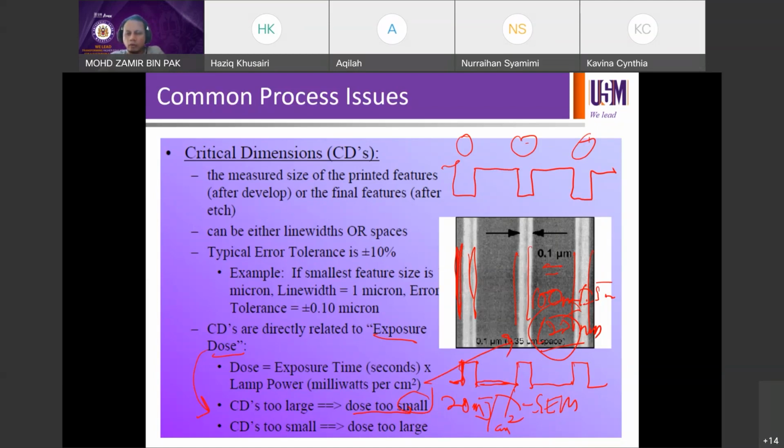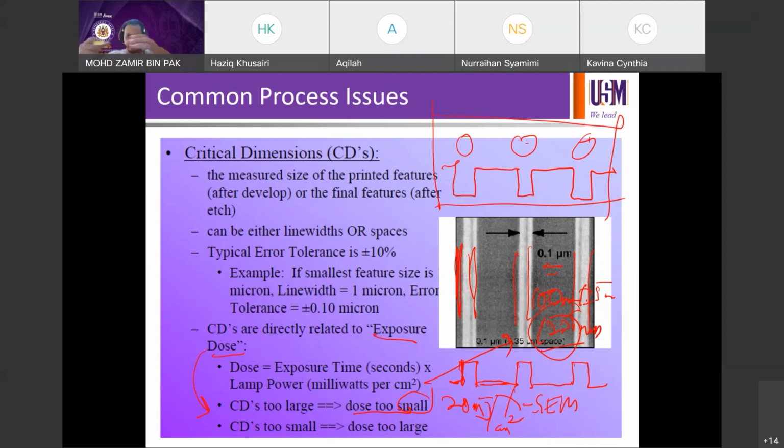So for lines printing, the dose and the CD are reciprocal to each other. If the dose is too high, your CD will be too small. If your dose is too small, then your CD will be too high for lines. On the other hand, for holes, the CD and dose relationship will be proportional. If your dose is too high, your hole will be bigger.